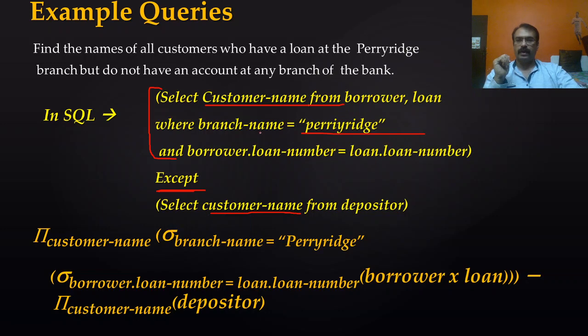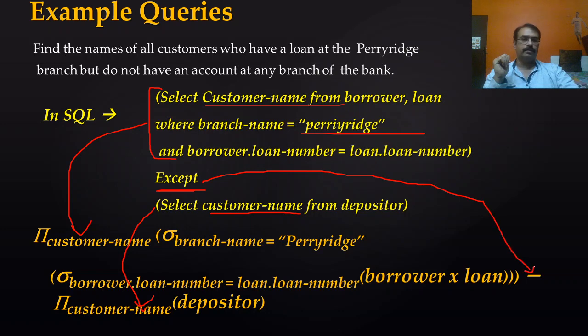Now I am not going to elaborate. This entire query is equivalent to this, and except is equivalent to this minus symbol. Okay, this we have already seen. So the set difference operation can be used in this way. Except in SQL is equivalent to set difference in relational algebra.